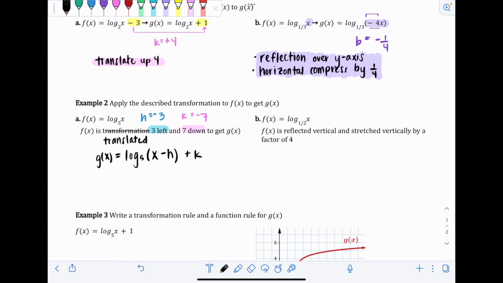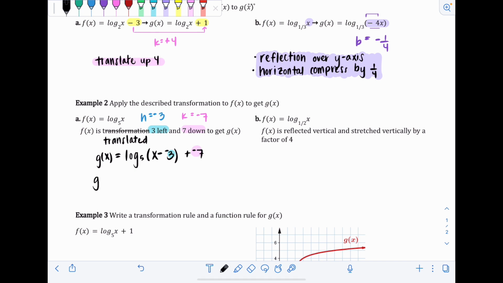So h is -3, so I'm going to take out the h and put in a -3. We'll take out the h, put a -3 in there, since we're supposed to go left 3. And then k is supposed to be -7 because I'm going down 7, so I'm going to take out the k and put a -7 there. And now we would just want to simplify, so no leaving double symbols in there.